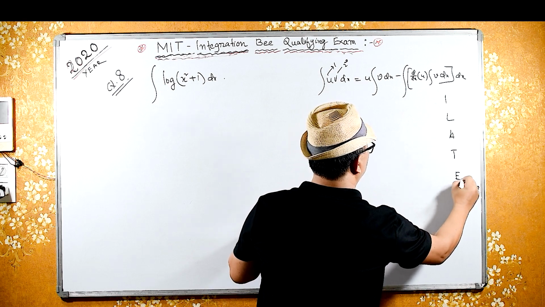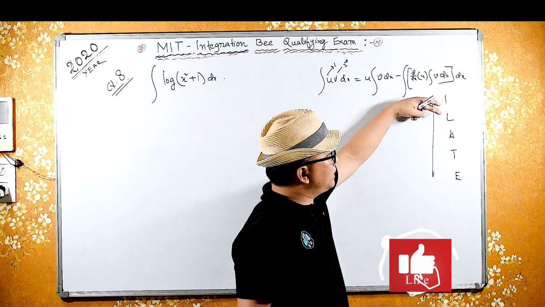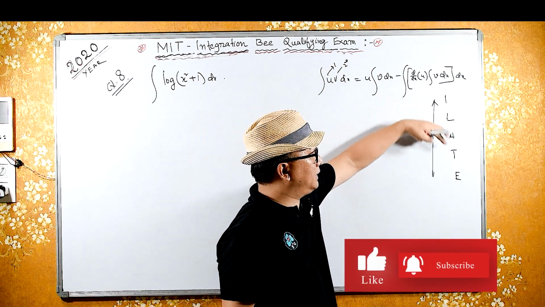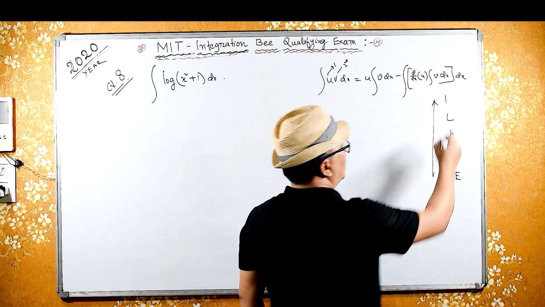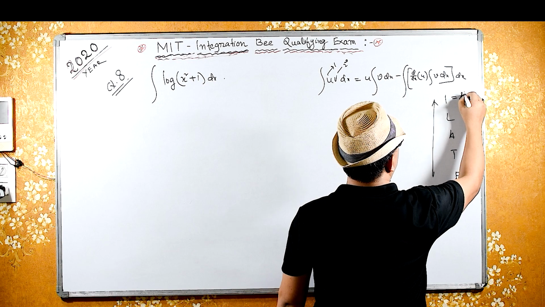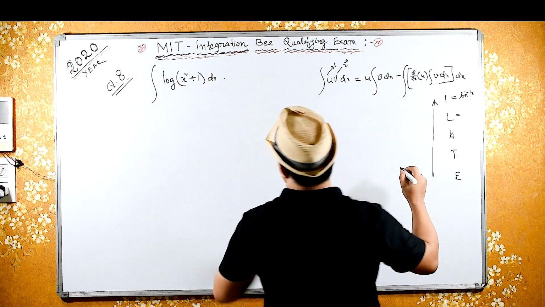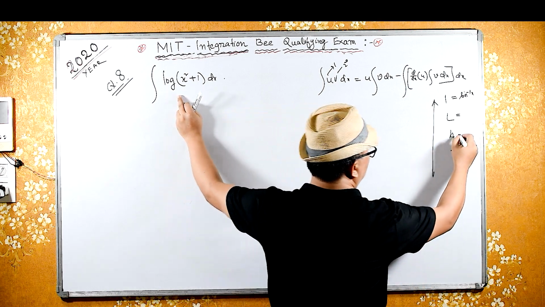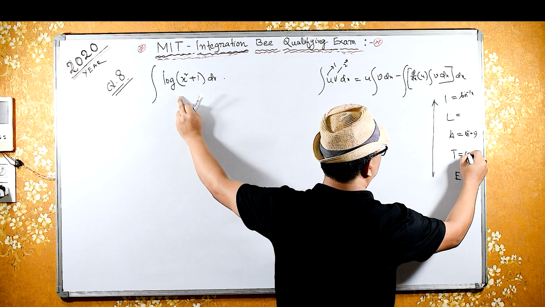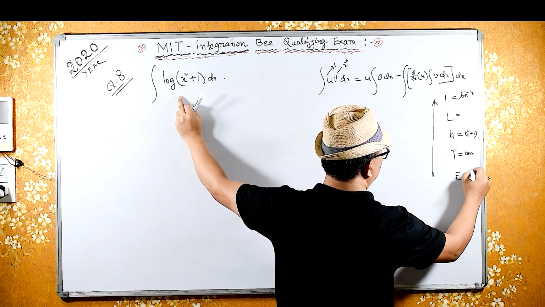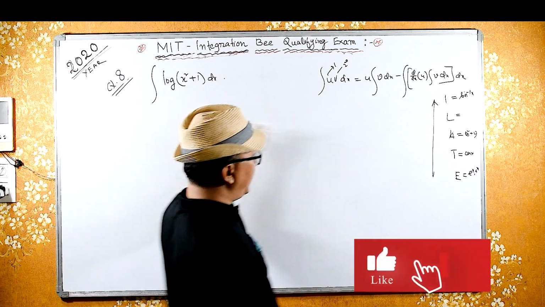Now how to choose the first function and second function? We have the ILATE rule for preference. I stands for inverse trigonometric, L stands for logarithmic, A stands for algebraic, T stands for trigonometric, E stands for exponential. Inverse trigonometric functions are like sin inverse x, cos inverse x, etc. Logarithmic function is like this form. Algebraic function is x square plus 2x, etc. Trigonometric is sin x, cos x. Exponential is e raised to x, a raised to x, etc. Now over here we have a logarithmic function.